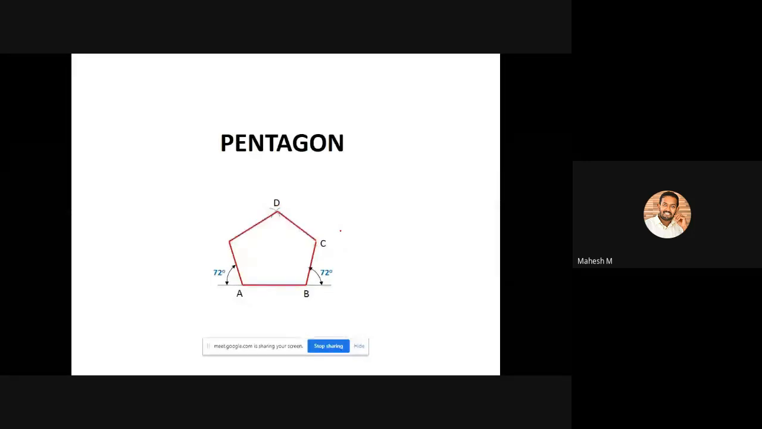So if you connect this, you will get an exact pentagon with 5 corners and 5 sides. So a pentagon has 5 corners and also 5 sides. Side means AB is a side and BC is a side. Okay, is that clear? Any doubts?